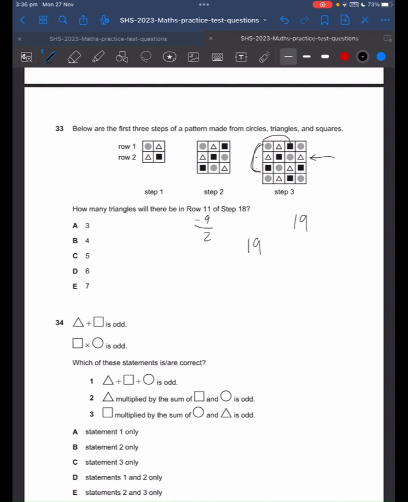From here, we know that there are 19 columns. The triangle appears every 3 turns, or 3 columns. So 19 divided by 3 gives us 6, remainder 1. Now you might write the answer as 6, but remember that the first object or shape in the sequence was the triangle. So we have to add this remaining 1 to give us 7 triangles in total.